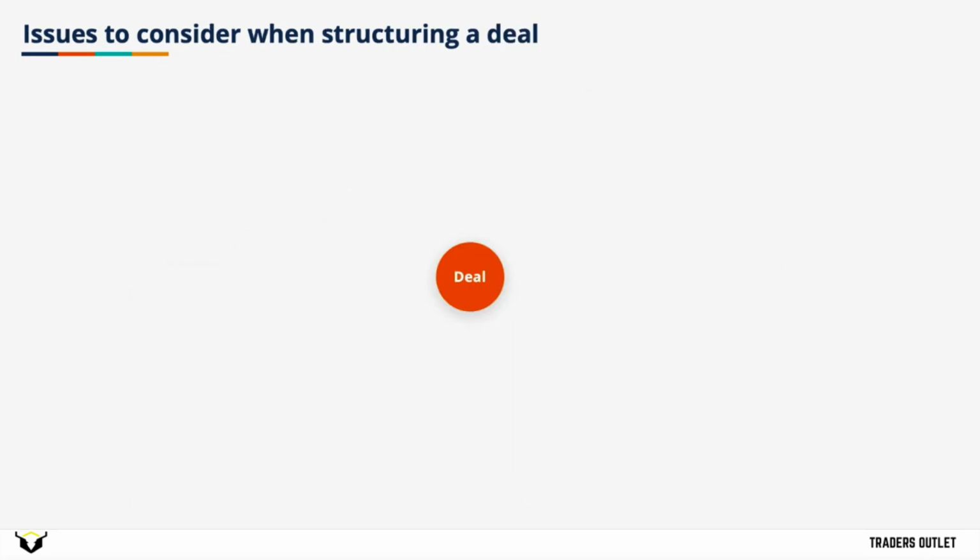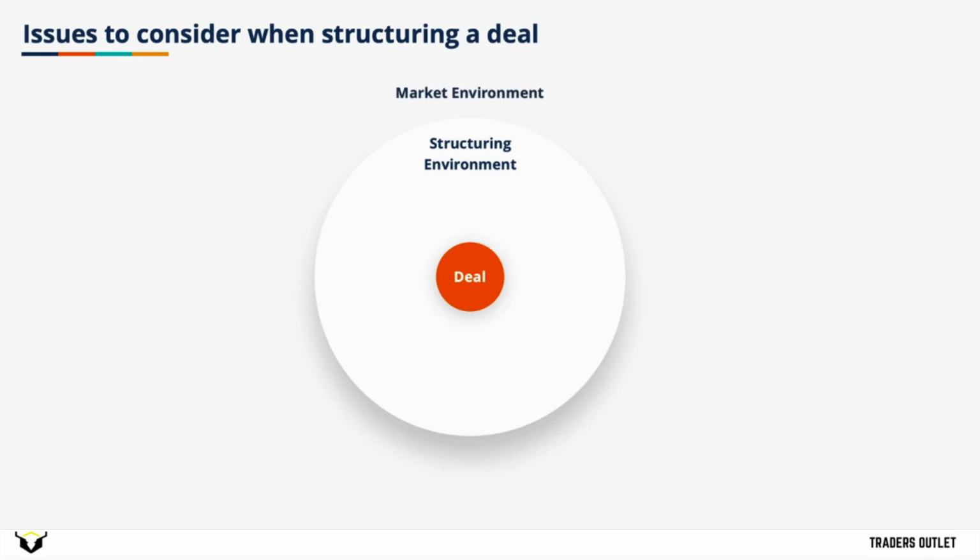There are a lot of issues to consider when structuring an M&A deal. Outside of the deal, there's the actual structuring environment that has many factors that can impact the deal. And outside of that, there's the broader macroeconomic environment that can also impact everything as well. Since this is an introductory course, we're simply going to bring up the concepts that you need to consider, and in later courses, we'll dive into them much more deeply.